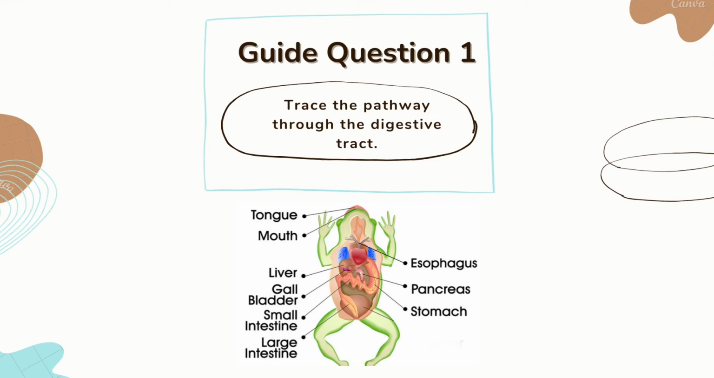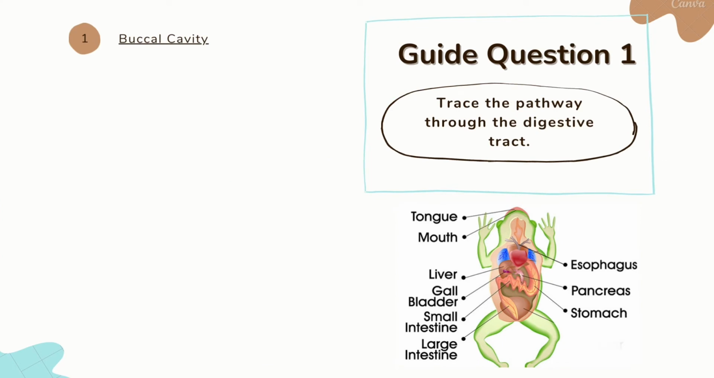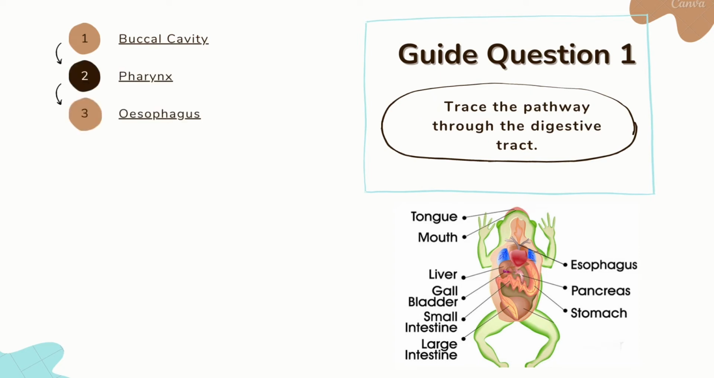For the first question, we shall trace the pathway of the food through the digestive tract. The food that the frog captures first gets to the buccal cavity, then passes through the pharynx and esophagus, which leads the food into the stomach where the acids break them down. The food then passes to the duodenum of the small intestine, where it receives bile from the gallbladder and pancreatic juices from the pancreas through a common bile duct.